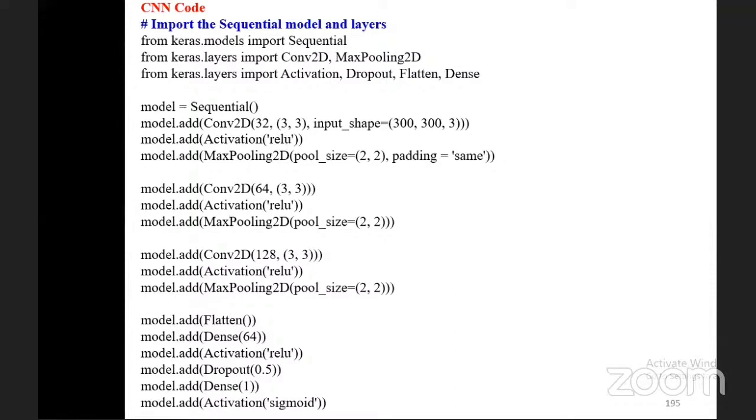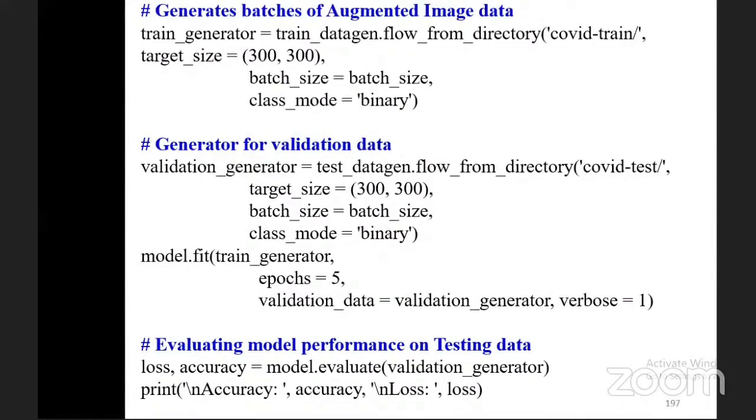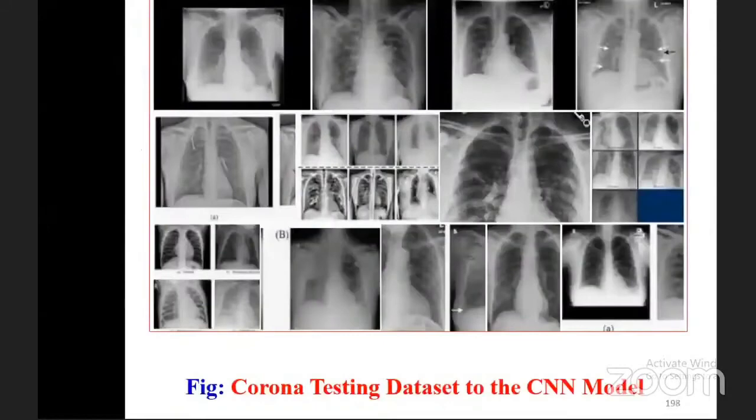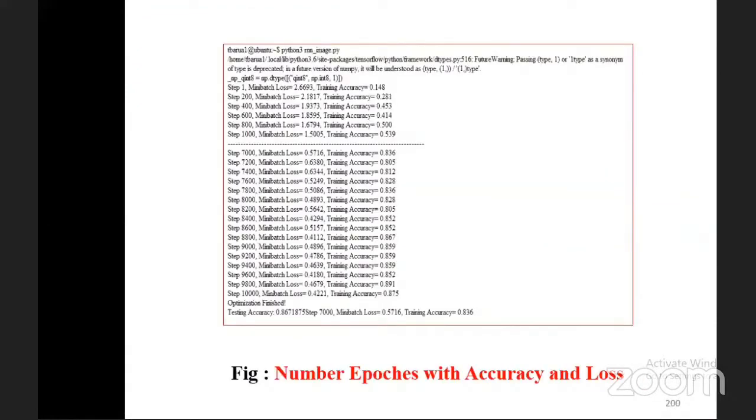Then I'm using the sequential function, dropout, activation function, flatten, dense, then training augmentation configuration, then testing augmentation, which generates batches of augmented image data. This is the corona test data set. Then this is the chest X-ray of COVID-19 virus and severity levels of the image. These are the results I got, 86.7.